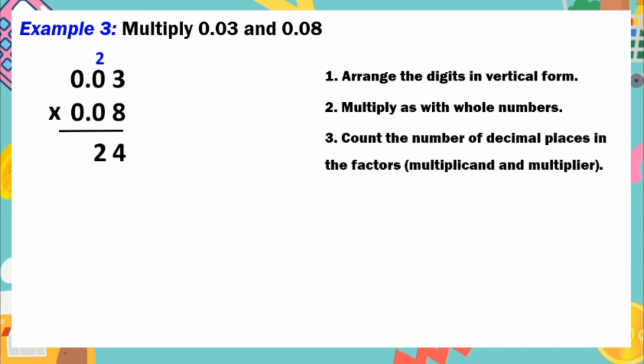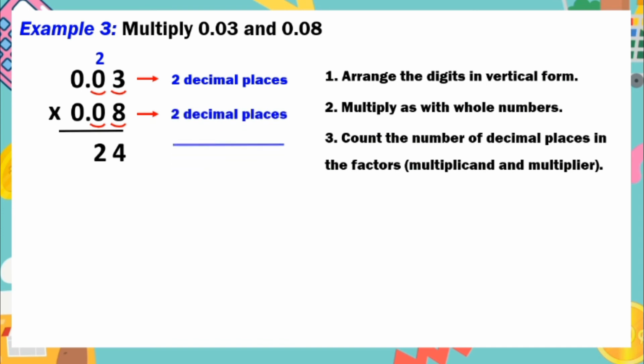Step 3. Count the number of decimal places in the factors, the multiplicand and multiplier. So sa 300ths, meron tayong 2 decimal places. Then sa 800ths, meron din tayong 2 decimal places. So ang total ng ating decimal places ay 4.